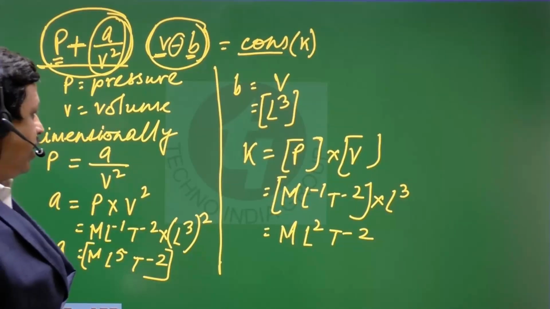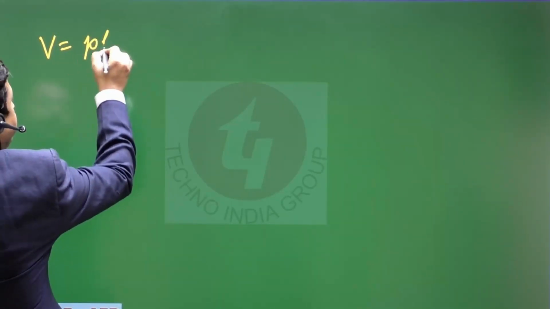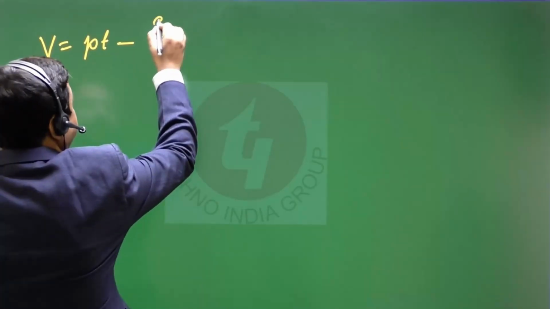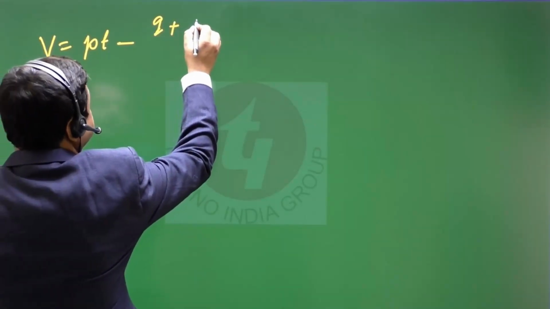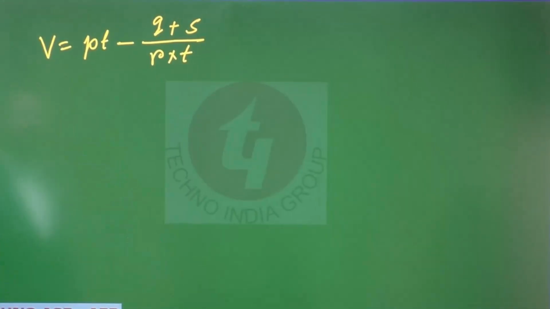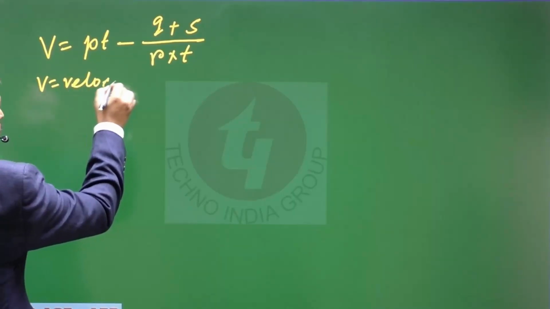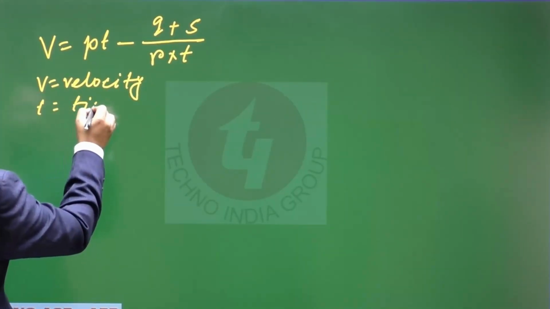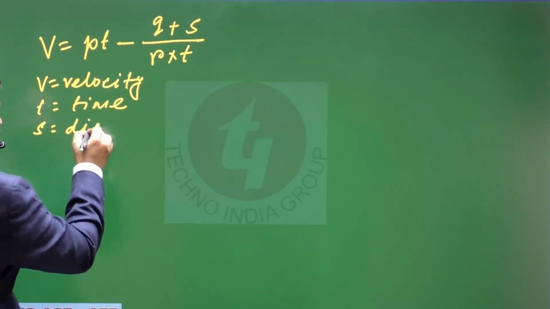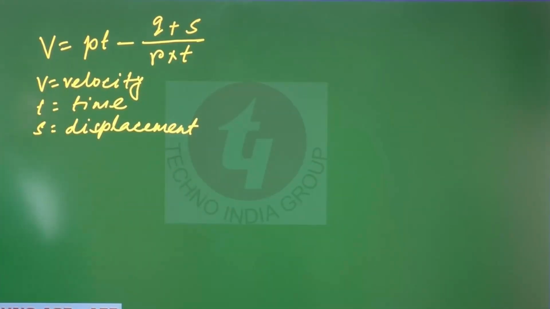Okay. Next, a relation V equals to P into T minus Q plus S by R into T. See, this is a relation, Q plus S. Here V is velocity, T is time, S is displacement, and you have to find the dimension of P, Q and R.